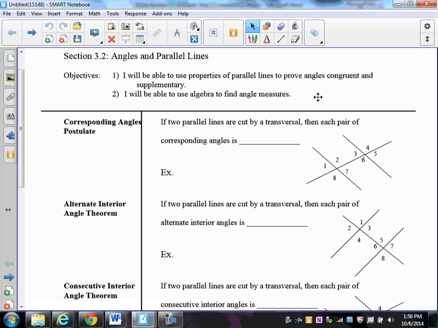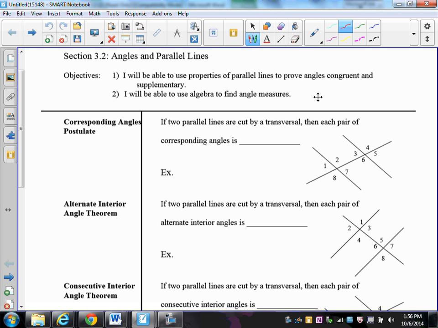These are the notes for section 3.2, angles and parallel lines. Our objectives are: I will be able to use properties of parallel lines to prove angles congruent and supplementary, and I will be able to use algebra to find angle measures. So we talked about corresponding, alternate interior, consecutive interior, alternate exterior, and same side exterior angles last time. Why they're important is they have special properties whenever the lines are parallel.